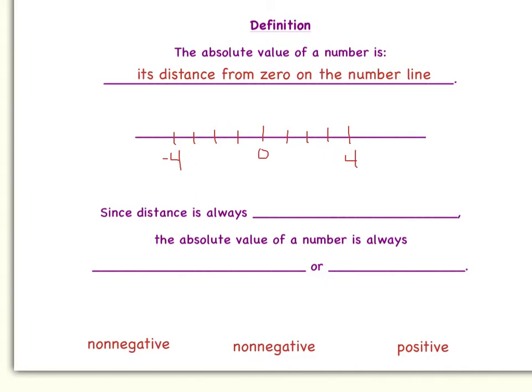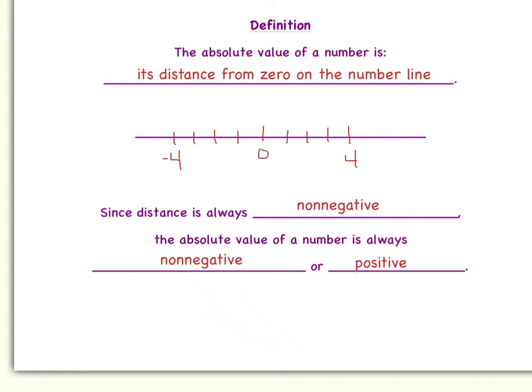So that's what the absolute value is. It is merely the distance from 0 that a number is on the number line. So we have just shown that distance is always non-negative. So that means the absolute value of a number is always non-negative or positive.